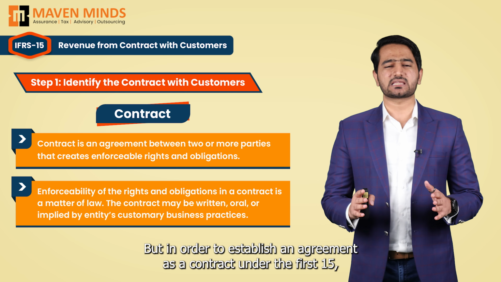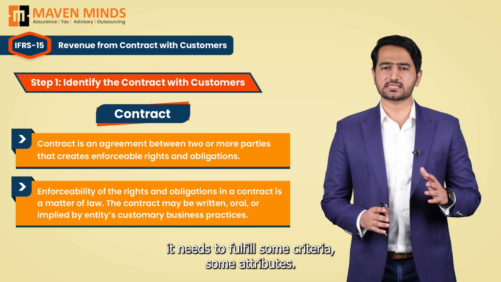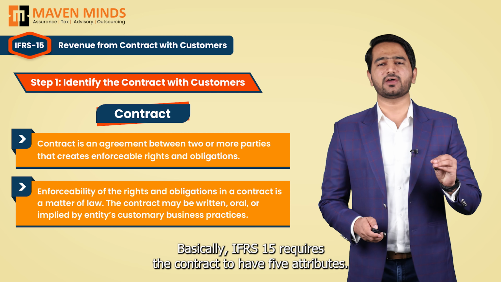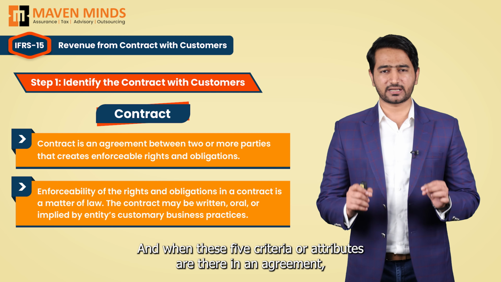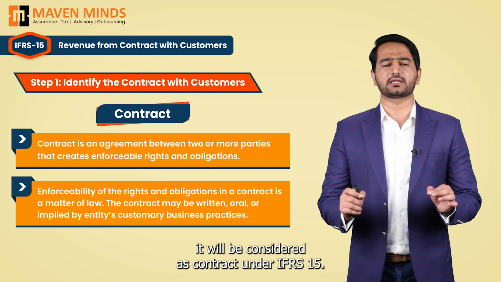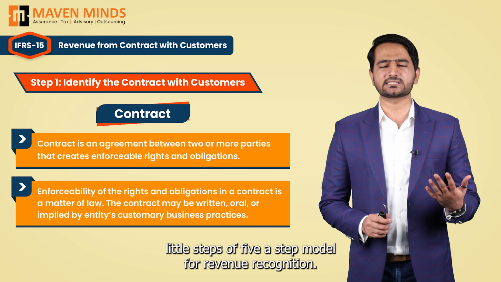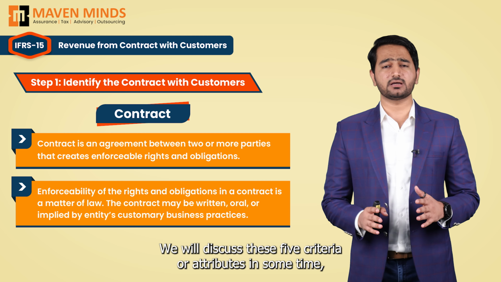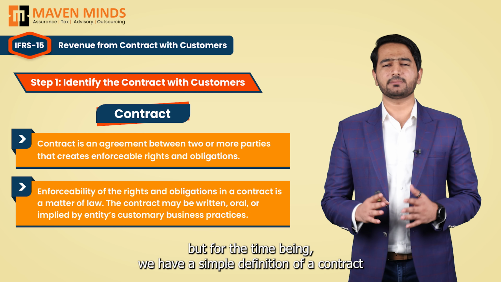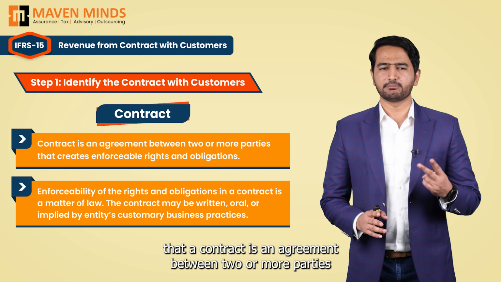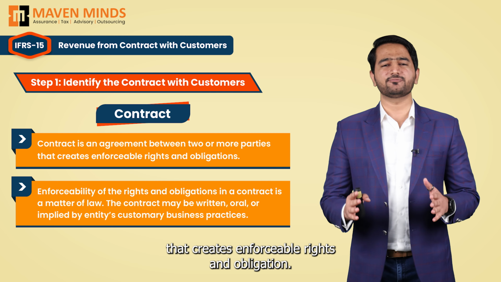But in order to establish an agreement as a contract under IFRS 15, it needs to fulfill some criteria, some attributes. Basically, IFRS 15 requires a contract to have 5 attributes. And when these 5 criteria or attributes are there in an agreement, it will be considered a contract under IFRS 15, and then we will apply the later steps of the 5-step model for revenue recognition. We will discuss these 5 criteria or attributes in some time, but for the time being, we have a simple definition of a contract: an agreement between two or more parties that creates enforceable rights and obligations.